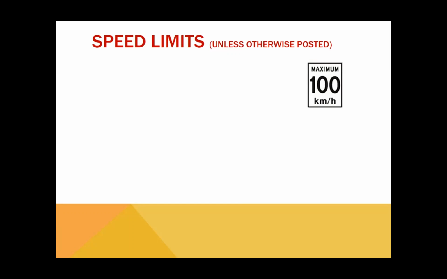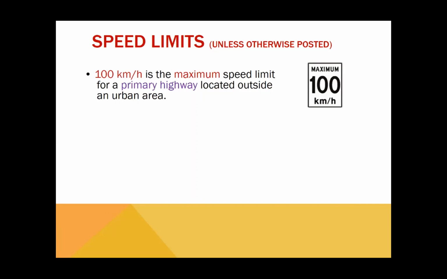But the main three speed limits that I'm going to show you right here are generally what it defaults to if there's no sign posted, but you know that you're on these roads. These are the speed limits it goes to, unless otherwise posted, as it says. So the first one is on primary highways.